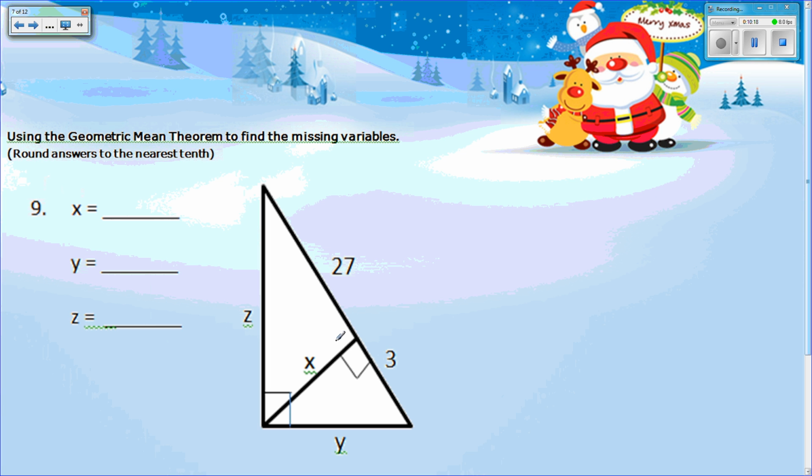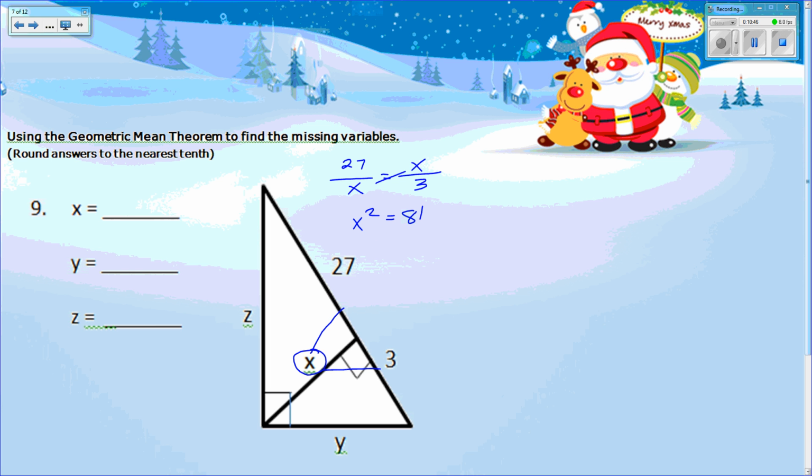Okay, now what happens if they want us to find all the pieces? That's where we have to use all the formulas. So the first one I'm going to do is this one. This geometric mean pairs with the 27 and the 3. So I'm going to go over here, and I know x is my geometric mean, and that geometric mean pairs with the 27 and the 3. So x squared is 81.